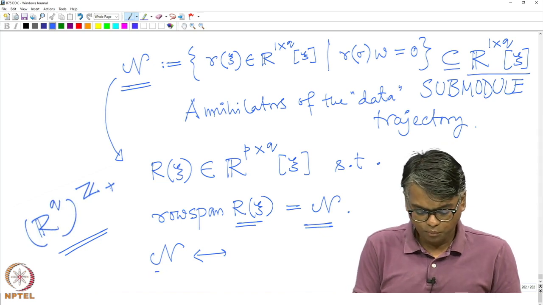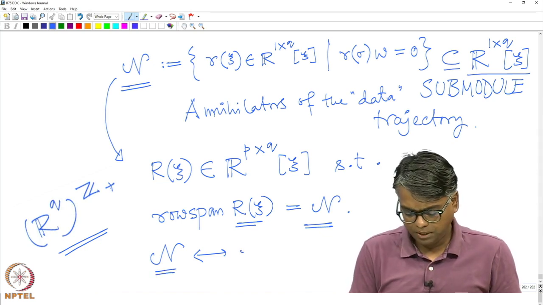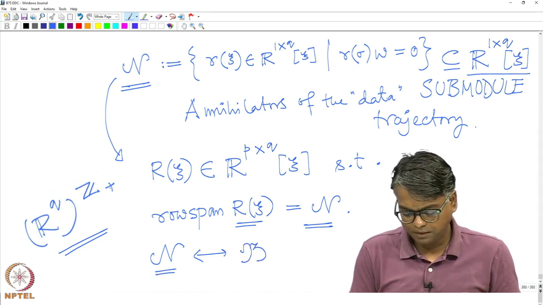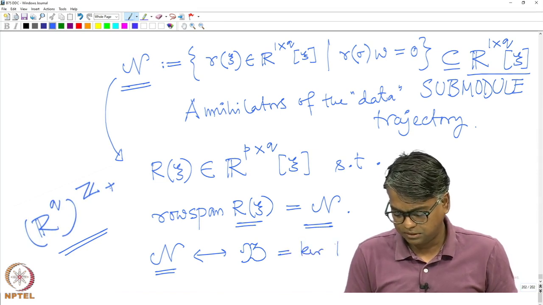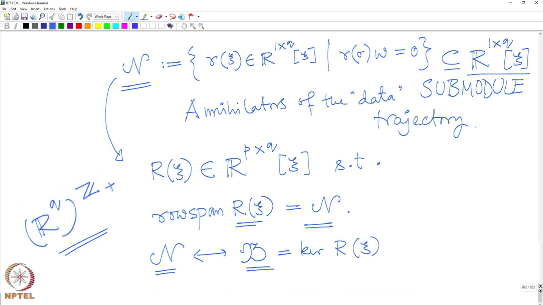So therefore, with this module I will be able to associate a behavior, and this behavior will then be given by the kernel of this matrix R(xi). It turns out that this behavior B is the most powerful unfalsified model corresponding to the data. Right. So we will see that this is indeed the MPUM.